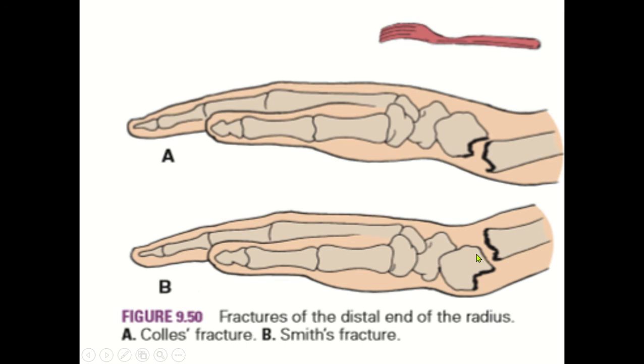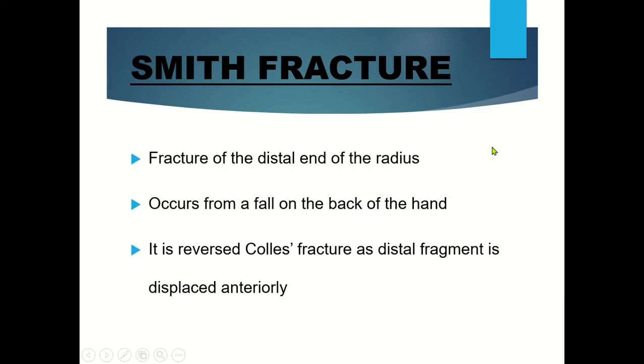Here in this diagram we can see fracture of the distal end of radius. This is known as Colles fracture. The second type of fracture is the Smith fracture. It occurs at the distal end of the radius, and it occurs from a fall on the back of the hand. And it is a reverse Colles fracture as distal fragment is displaced anteriorly.